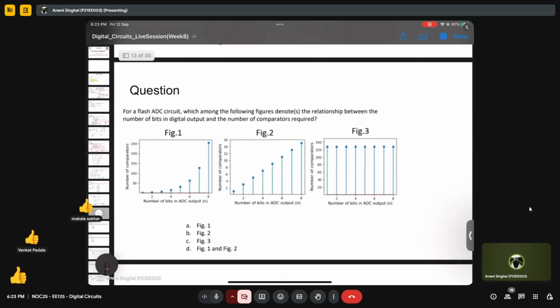So we have just talked about the flash type ADC. So please let me know your answers in the chat box. This is a very easy question. So just let me know what you think is the answer. You can take 1 minute or so. It says we have a flash type ADC and we need to find the relation between the number of comparators versus the number of bits for the flash type ADC.